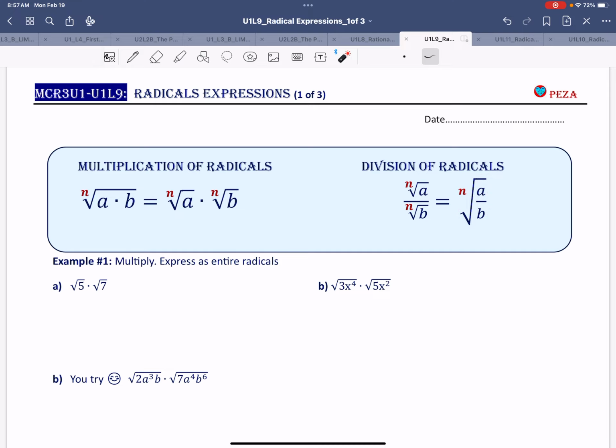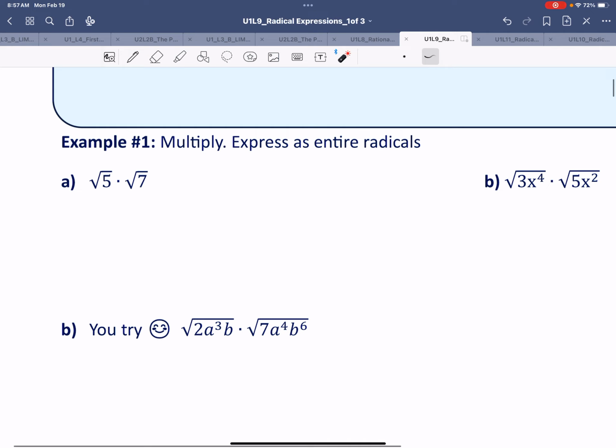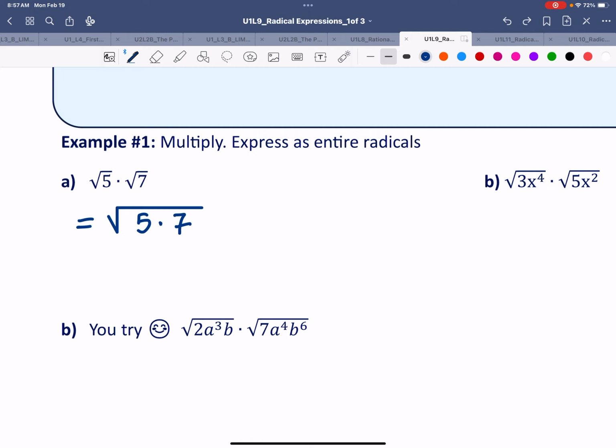So in the first example, we're asked to multiply these two radical numbers and express as a single radical. So we have multiplication. The index is the same. We don't see it, but it means that that's 2, which means that we can write this as the square root of 5 times 7. And more simplified, square root of 35.